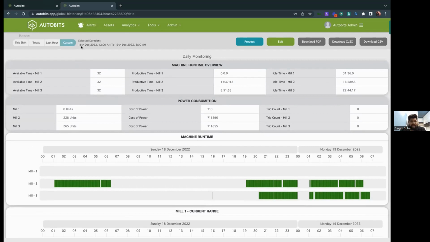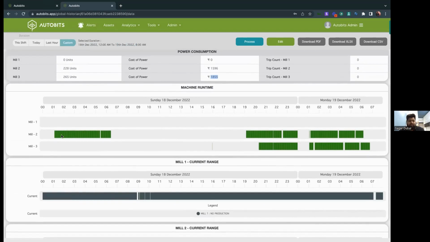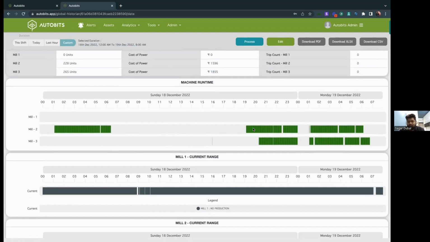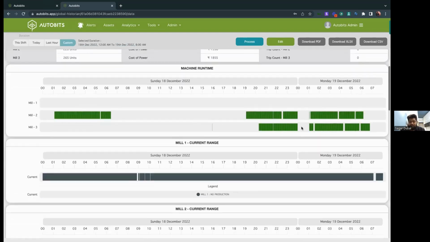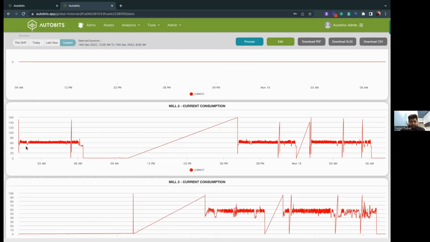So I've selected 18th 12 a.m. and 19th 8 a.m. Available time was this much, the productive time was this much, and idle time was this much. Power consumption was 1600 rupees, 800 rupees. This is when the machine was turned on, in the morning, then night, then morning. So this way, this is the power consumption trend.